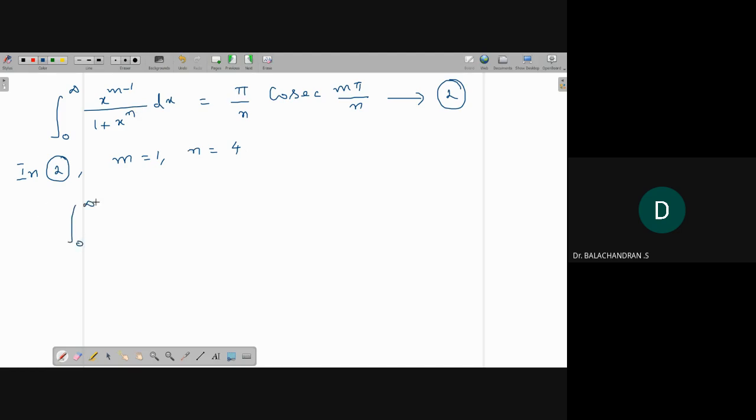Integral 0 to infinity dx divided by 1 plus x power 4. This is pi by 4 cosecant. M is 1, so pi by 4. So this is pi by 4. You know sine pi by 4 is 1 by root 2. So this is actually root 2. So final answer is pi by 2 root 2.